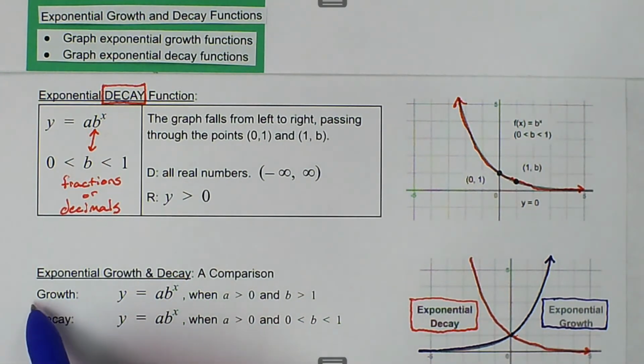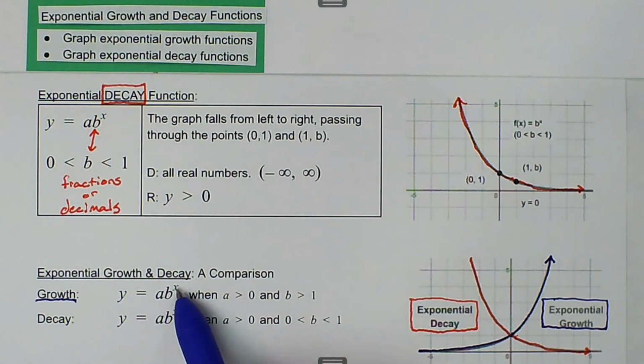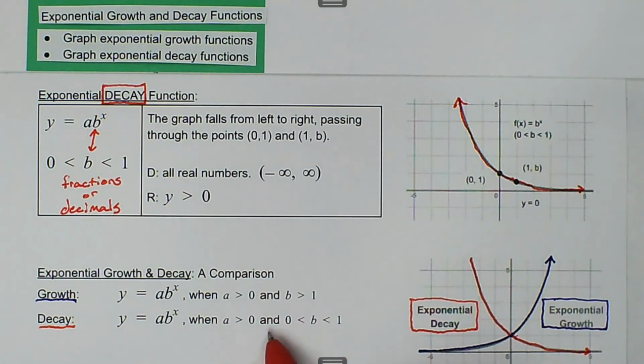So growth happens where y equals a times b to the x when a is greater than 0 and b is greater than 1. Decay happens. Basically, it's the same equation. The only thing that changes is the b value. Everything else is the same. The only thing that changes for decay is this has to be a decimal, so between 0 and 1, or it has to be a fraction or a decimal.